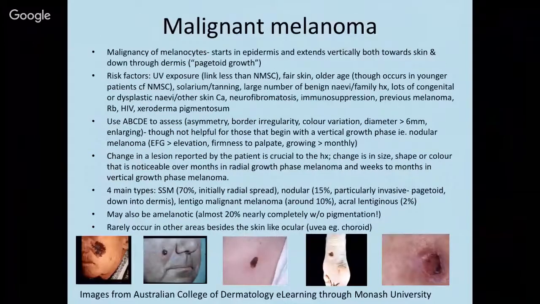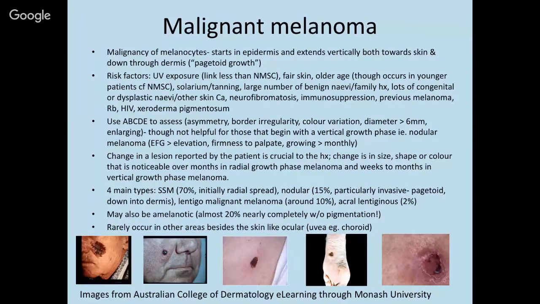So malignant melanoma, this is the least common of the three skin cancers, but it's obviously the one we worry about the most. It's a malignancy of the melanocytes, those pigmented cells that produce melanin. It's rising. They start in the epidermis and they extend both vertically towards the surface of the skin and down through the dermis, and that's called pagetoid growth. You get a similar growth in Paget's disease of the nipple, with the crusting, which is why I think it comes from that.